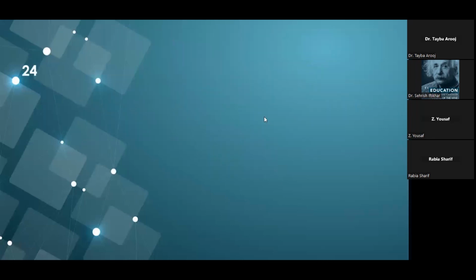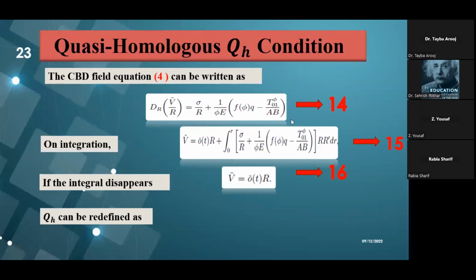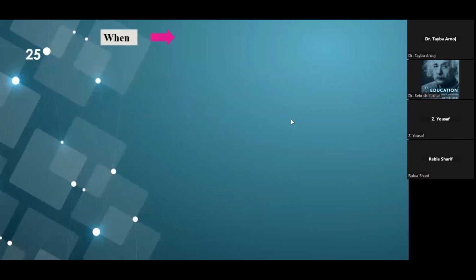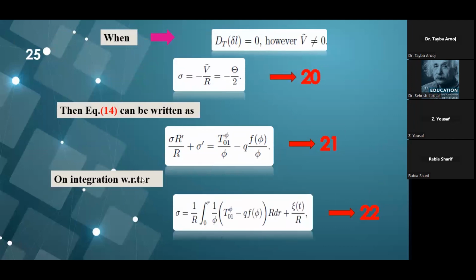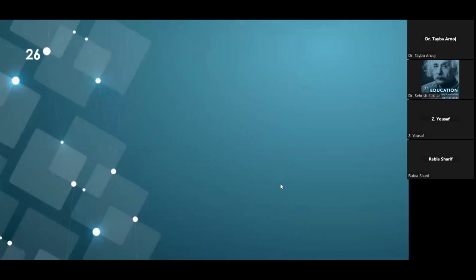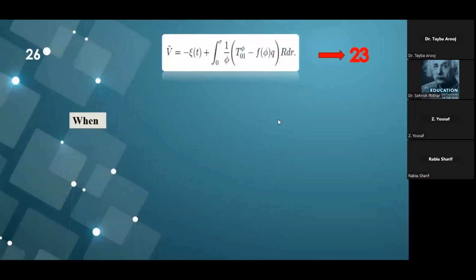What is 14 here? This one, okay? With this one, and then which one in relation with respect to r gives this value, where xi of t is an integration function. V tilde is over here. One can get the V tilde from the previous question.